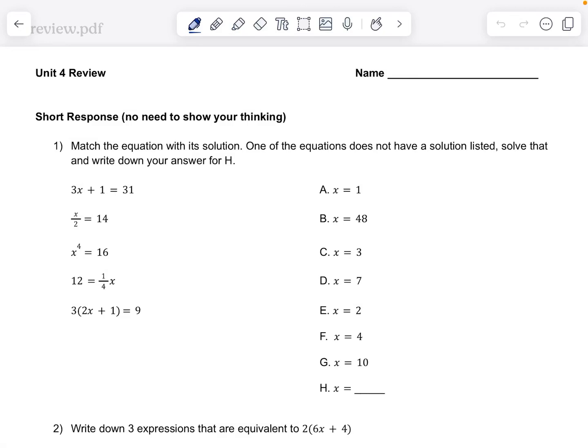Okay, so I'm just going to go through this review assignment. I'm just going to kind of explain it as I create the answer key. So apologies if there's a mistake that slips in here, but I will do my best.